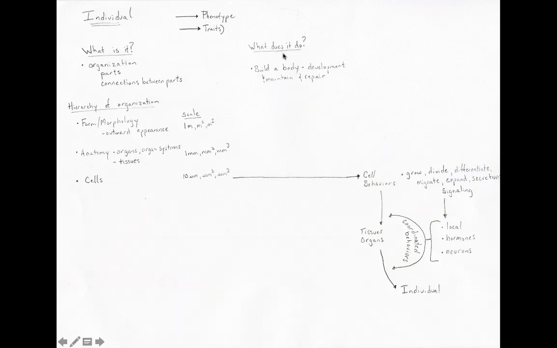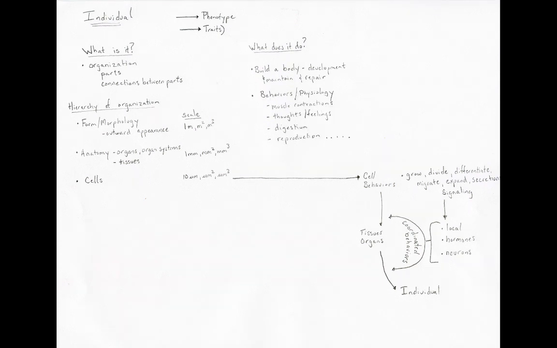Okay, so the other question besides what is it, what does it do? So kind of the dynamic nature of the organization. Well, the first thing it does is it builds a body through development, but then it has to maintain the body and repair the body. And then the body carries out behaviors or physiology, like in an animal, muscle contractions, thoughts, feelings, digestion, reproduction.